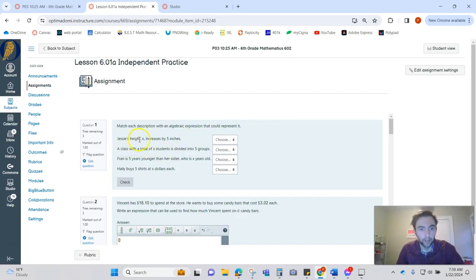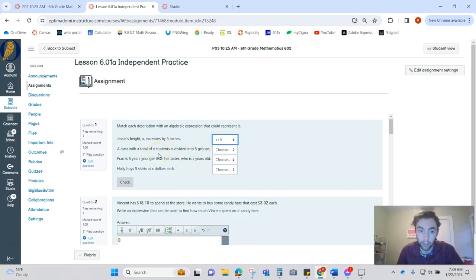So, Jessica's height, x, increased by 5. We don't know what Jesse's height is, but we know that it increased by 5. What operation is the same as the vocab word increase? Plus, minus, times, divide. It's like Jesse grew 5 inches. So I think it's plus. So x plus 5.